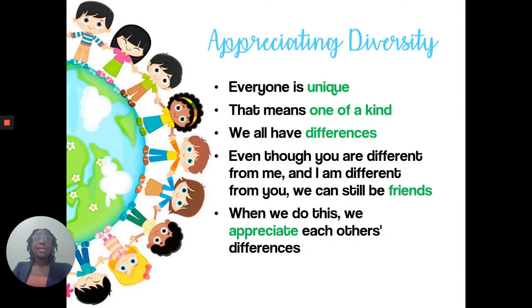In understanding or appreciating diversity, we have to remember that everyone is unique, which is a big word to mean that they are different and special. We are one of a kind and we have our differences. Even though you are different from me and I'm different from you, we can still be friends and we can still work together. When we do this, we really appreciate each other's differences.